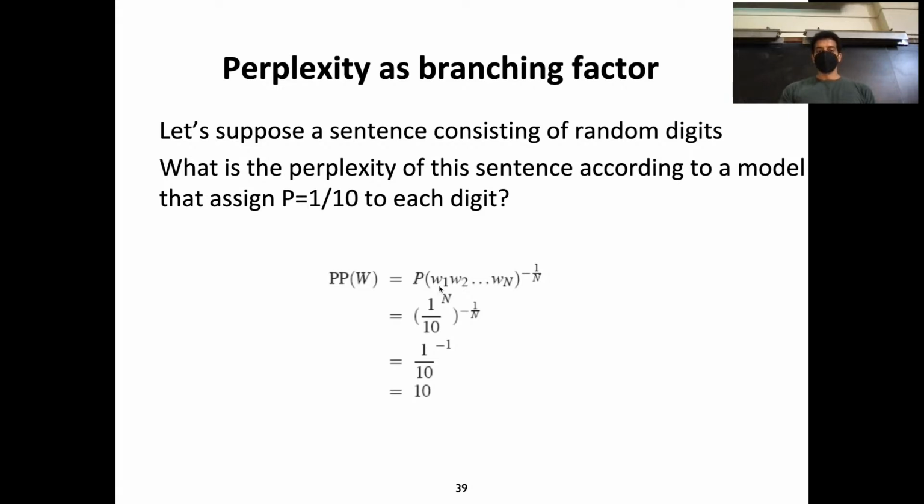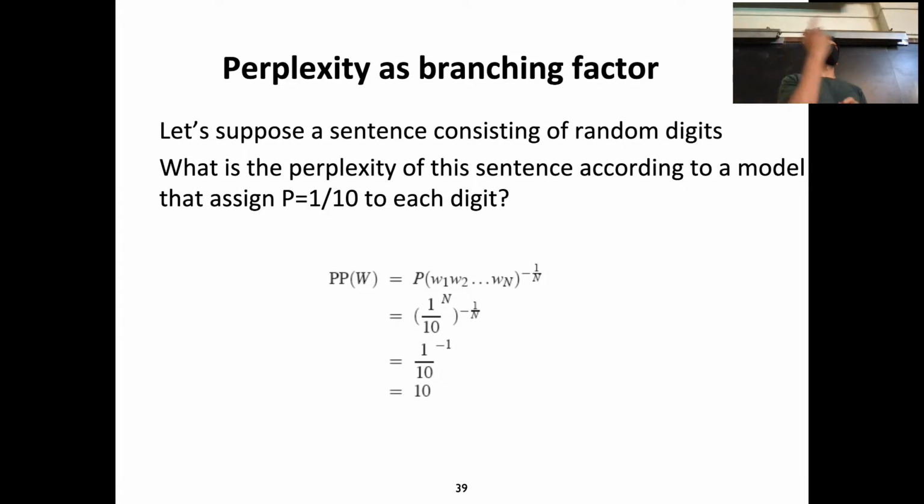In this sequence, digit 1 to digit n, each of these probabilities is going to be 1/10, and the total probability is 1/10 to the n. When we apply our perplexity computation, so we exponentiate by -1 over n, where n is the number of digits, we end up just getting 10. And so this is telling us essentially the branching factor of this model.